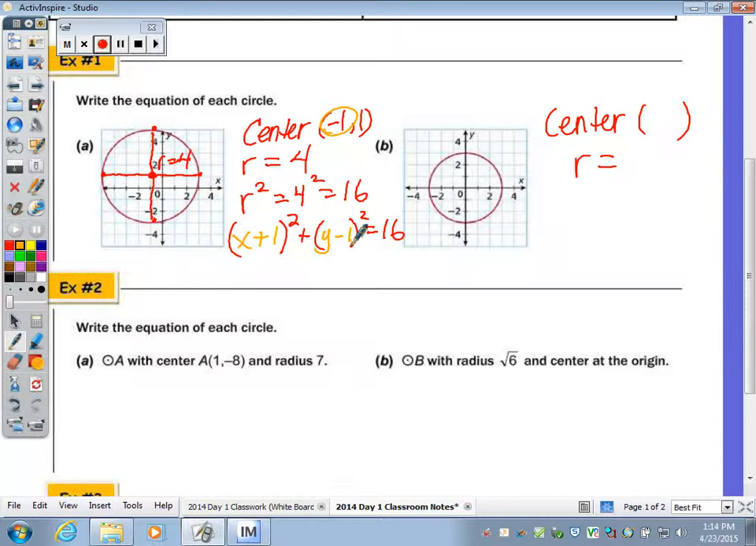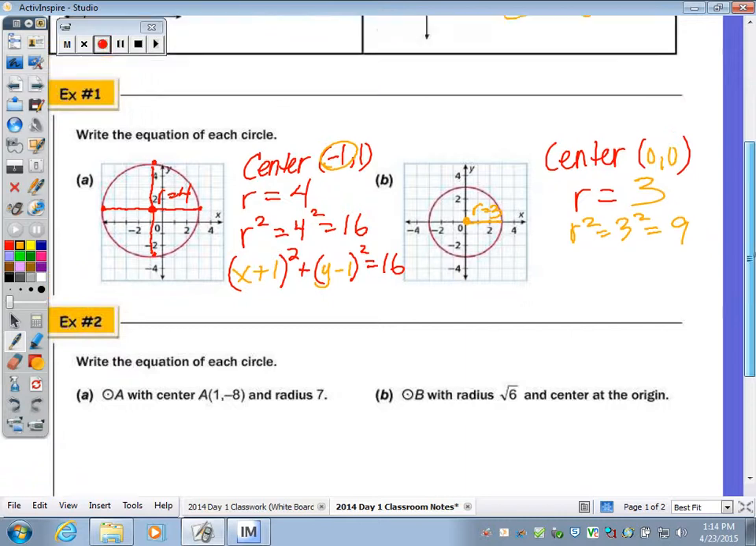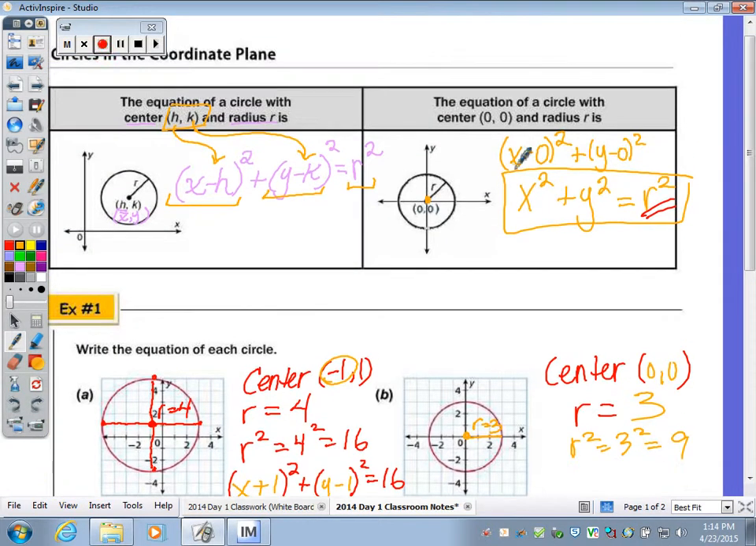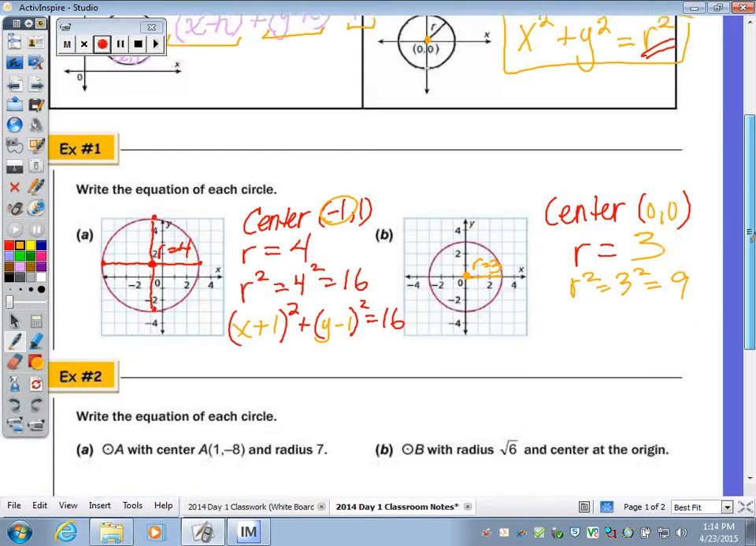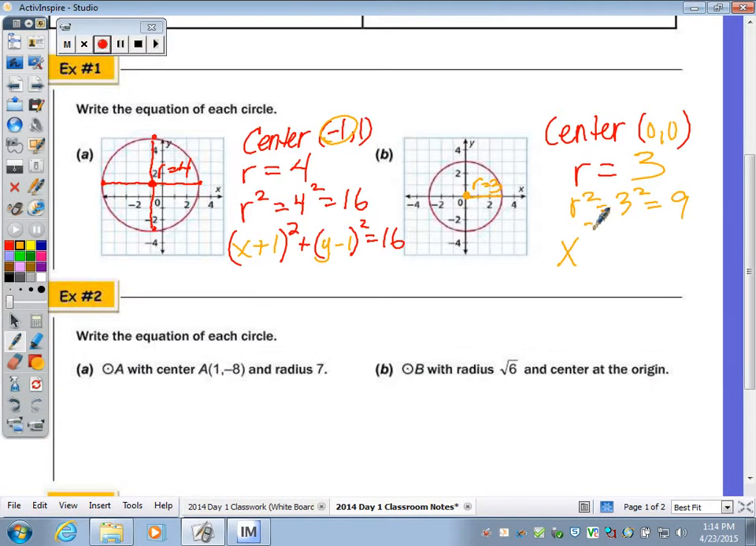The second one, part B, the center is right at the origin. So 0, 0, radius of 1, 2, 3. So then radius squared is going to be 3 squared, or 9. And notice, again, when you take away the zeros, you end up with x squared plus y squared on the left. So the equation for this would be x squared plus y squared equals 9.